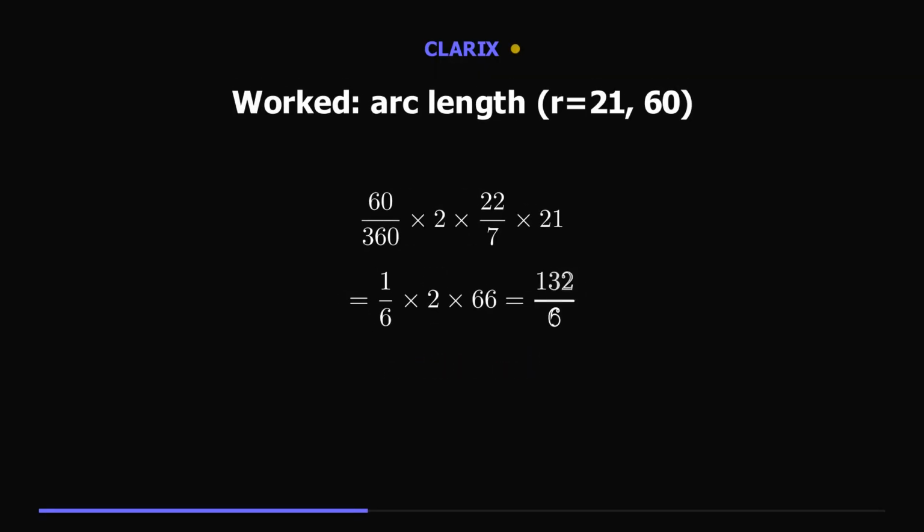Now an arc. Radius 21, angle 60, pi is 22 over 7. Arc is theta over 360 times 2 pi r. 1/6 times 2 times 22 over 7 times 21. 22 over 7 times 21 is 66. 2 times 66 is 132. 1/6 of that is 22 centimeters. Notice we used r, not r squared.